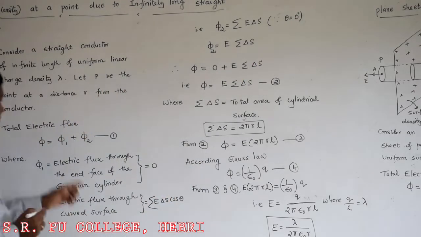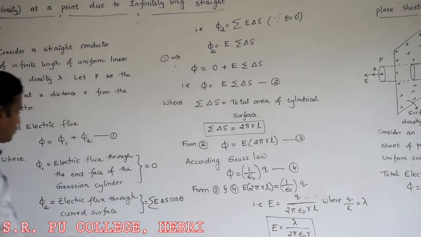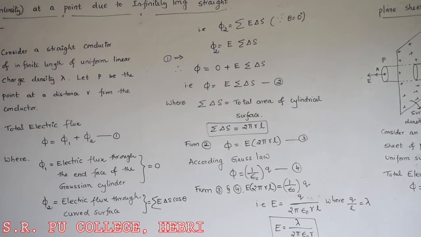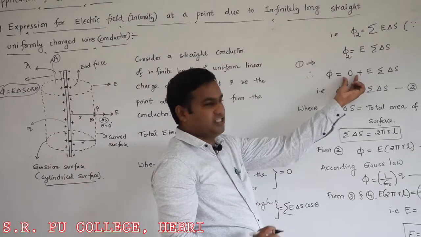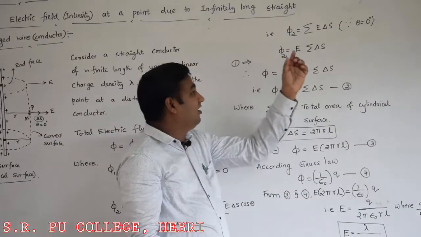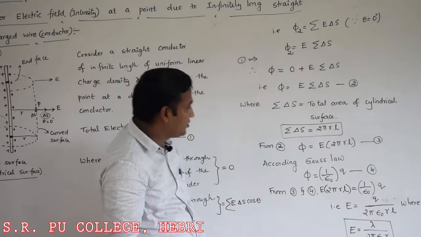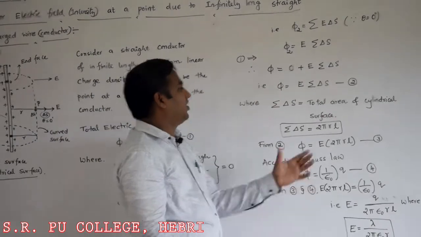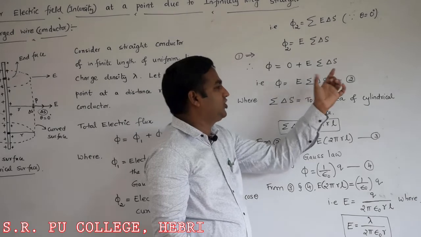Therefore, equation 1 involves the two fluxes, phi 1 and phi 2. Phi 1 is for the end face of the cylinder and phi 2 is for the curved surface. For the end face, the total flux is equal to 0 because theta is equal to 90 degrees, and for the curved surface the flux is E into summation delta S. Therefore, the total electric flux in the case of the Gaussian surface is equal to E into summation delta S.